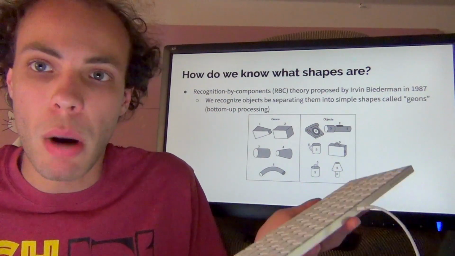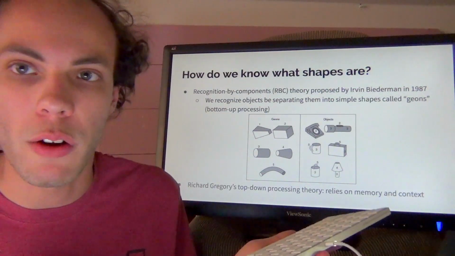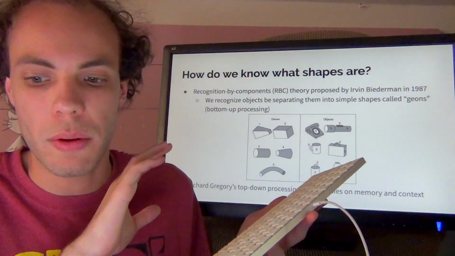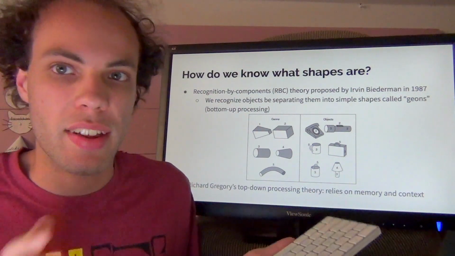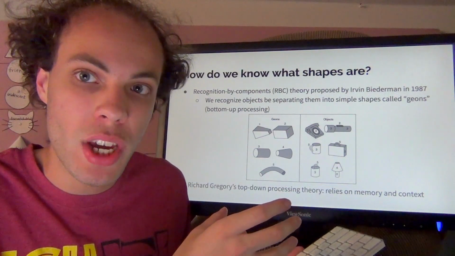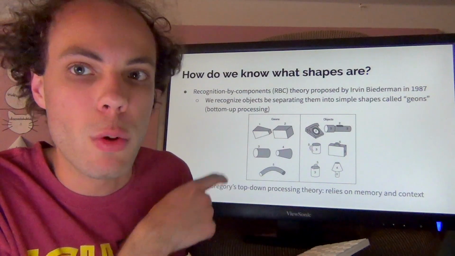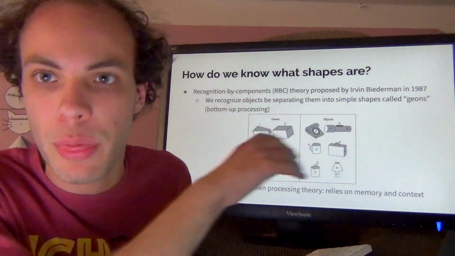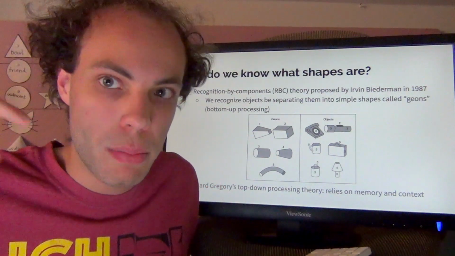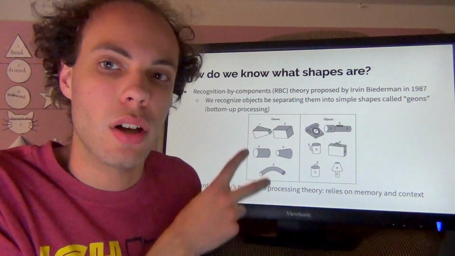Now, that's sort of a bottom-up theory of processing, but there's also more of a top-down theory of processing. So psychologist Richard Gregory proposed more of a top-down theory, saying that we rely on memory and context in order to identify objects. So I think sort of the best way to think about visual perception is that it combines the two of these. You know, it combines the bottom-up and the top-down forms of processing. So we rely on memory and context in order to make sense of these basic geometric shapes.